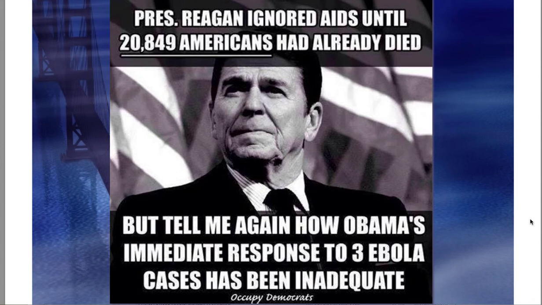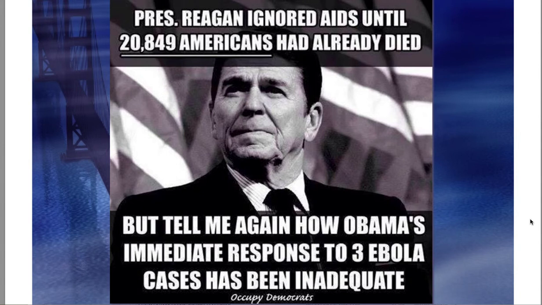It said, President Reagan ignored AIDS until 20,849 Americans had already died. But tell me again how Obama's immediate response to 3 Ebola cases has been inadequate. So on the surface, this seems to make sense because you look at it and you think, you know what, you're right, 20,000 Americans before he did anything versus 3 people here in the United States. Like, what's the big deal? Like, you can't even compare them.